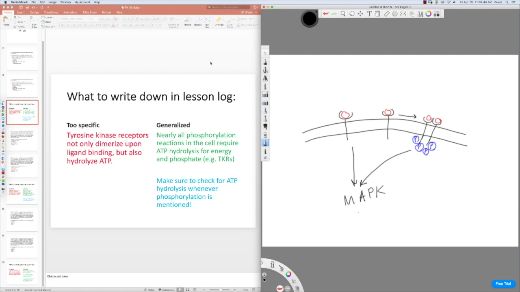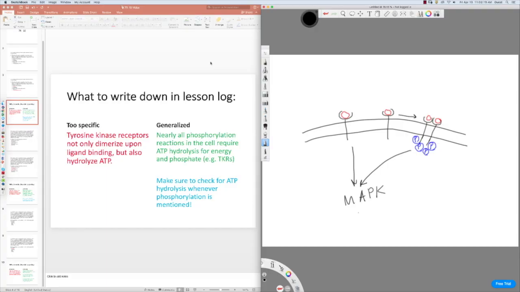Now, none of this is wrong. In fact, everything is correct. And in fact, this encompasses both of the answer choices, including the one we got, dimerize, and the one we didn't quite catch, which is catalyzed hydrolysis of ATP. But notice that the statement here on the left-hand side in red can only be applied to this specific problem about TKRs asking about ATP hydrolysis, right? And there's no guarantee that, for example, on the exam, you're going to get this exact question. In fact, you most definitely will not.